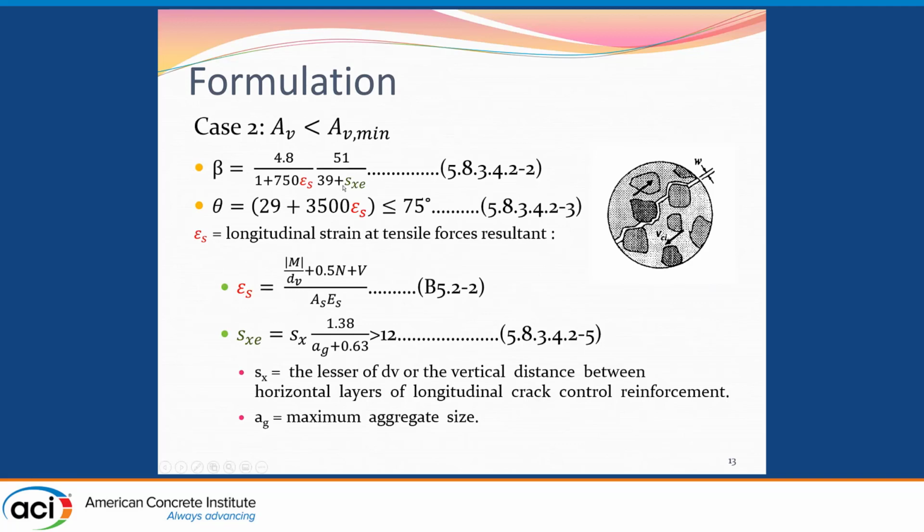And the SXE from the beta equation is coming from SX times 1.38 divided by AG, the maximum aggregate size, plus 0.63. This is an empirical equation. And as I said, the limit is 12. So this value is always less than 1, and this value is always less than or equal to 1 in case 2, when you have less than the minimum AV.